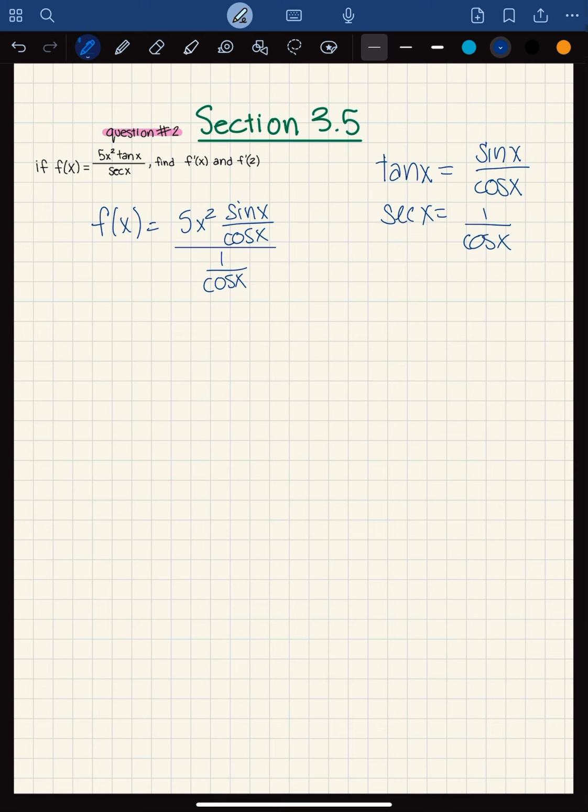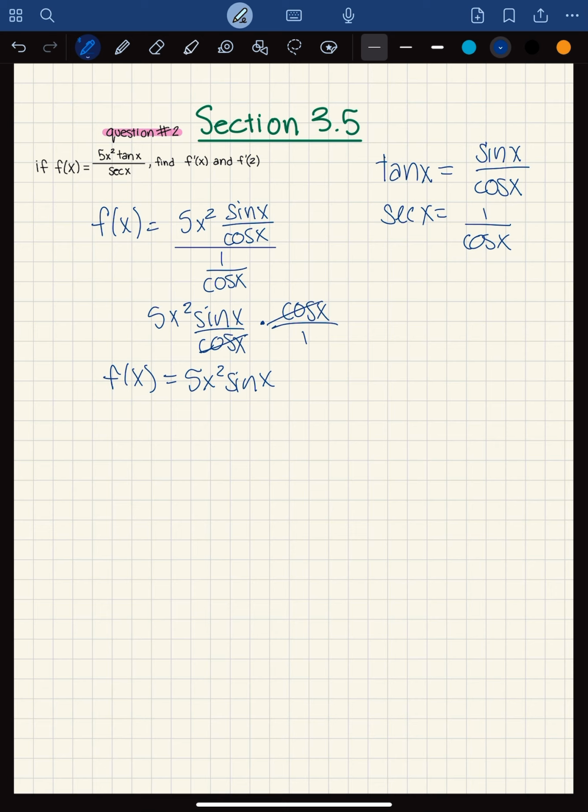So now we can multiply by the reciprocal. 5x squared sine x over cosine x times cosine x over 1, because that's the reciprocal. So since we're multiplying, we can cross cancel the cosine x. So then we would just be left with 5x squared sine x.